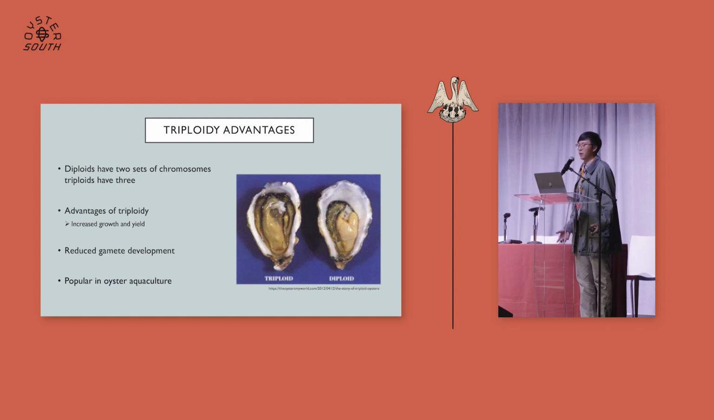Now, this advantage may come from the fact that triploids show reduced gamete development compared to diploids. So whereas diploids may be using a lot of energy to make eggs and sperm during the spawning season, triploids may be using this energy directly to just grow bigger and grow faster. So all these factors make triploids a popular option in oyster aquaculture today.